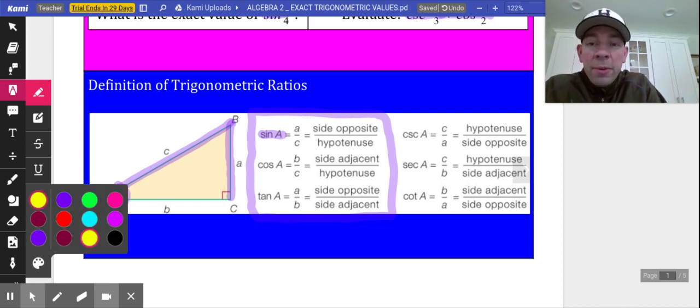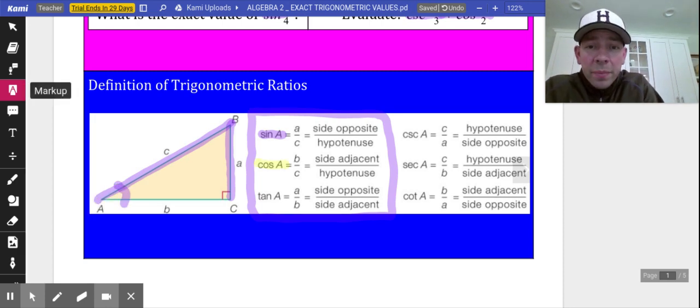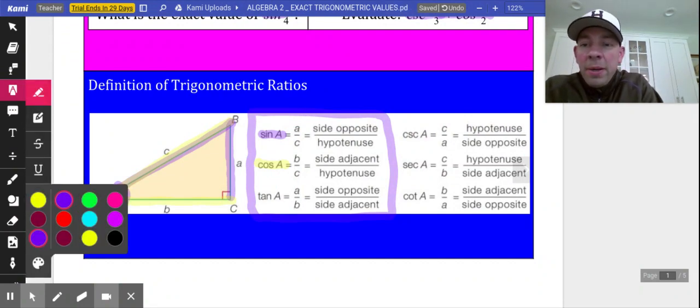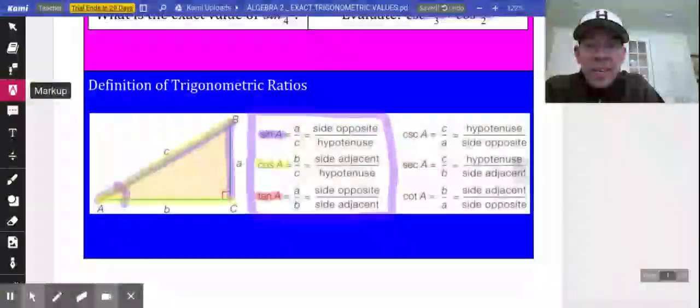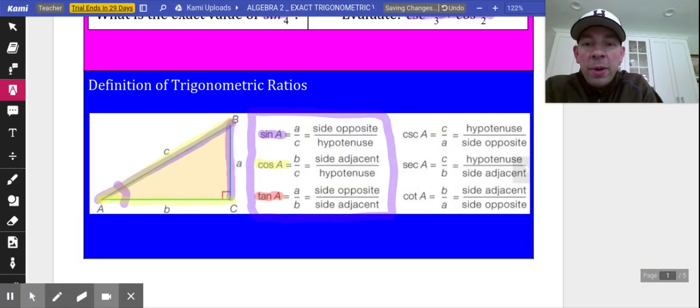Or maybe we said, you know what, let's do cosine, right? So that's the ratio of the adjacent relative to the hypotenuse. Or maybe we said, let's do tangent instead. Now we're talking about the ratio of the opposite compared to that adjacent side right here.